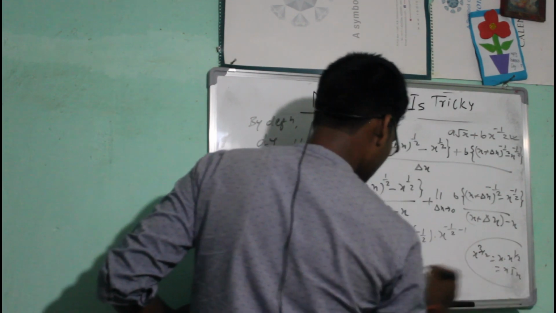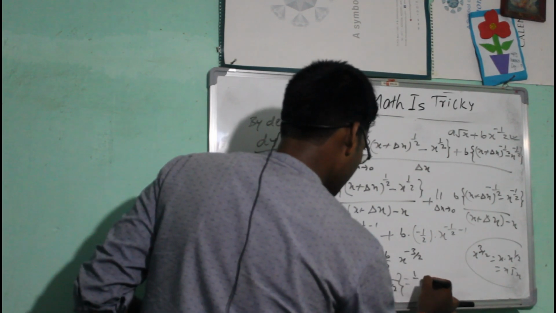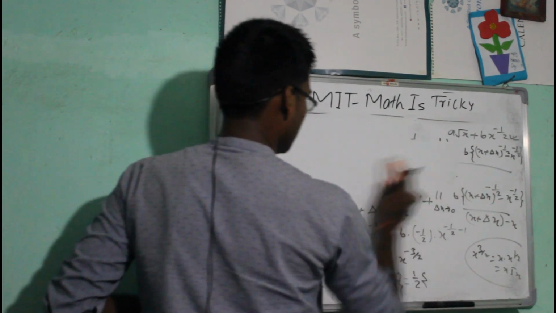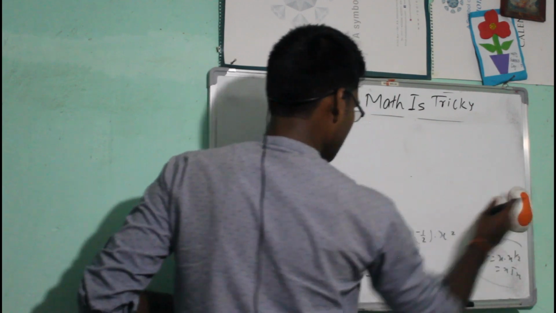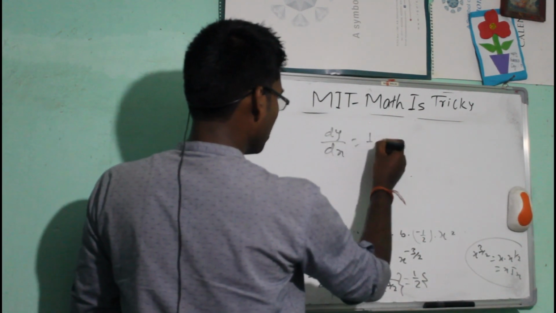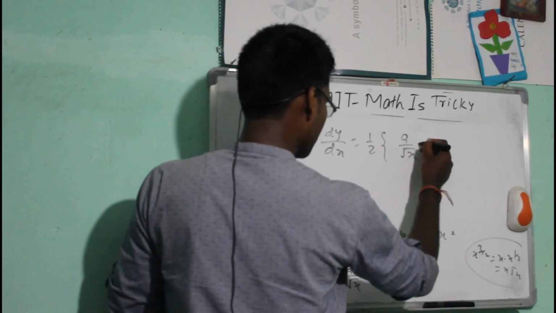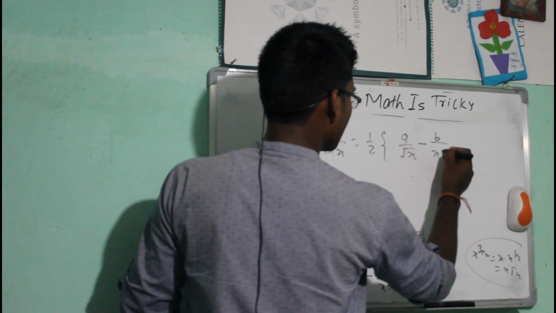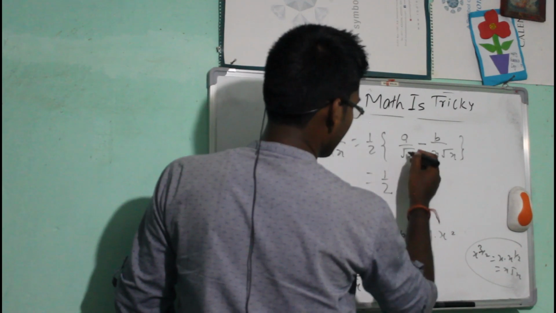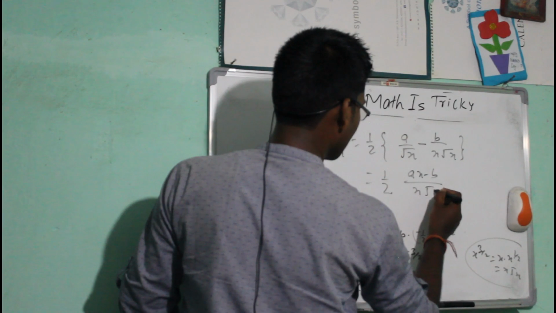So simply we can write 1/2 outside. Now let me write the final answer: dy/dx equals 1/2 times (a/√x minus b/(x√x)). If you take common, it will be (ax minus b)/(x√x).